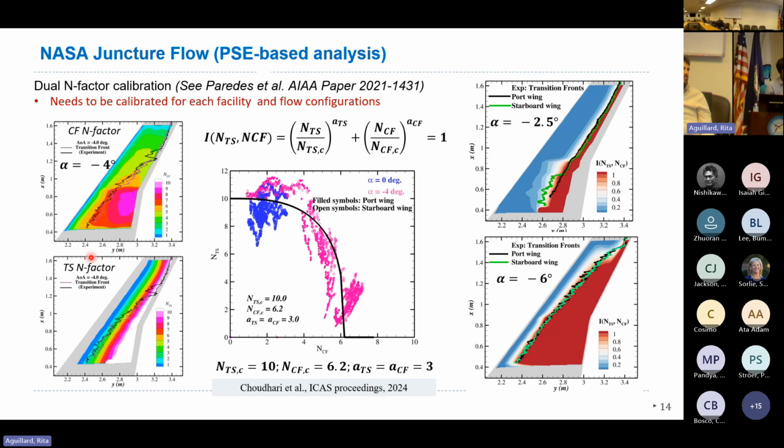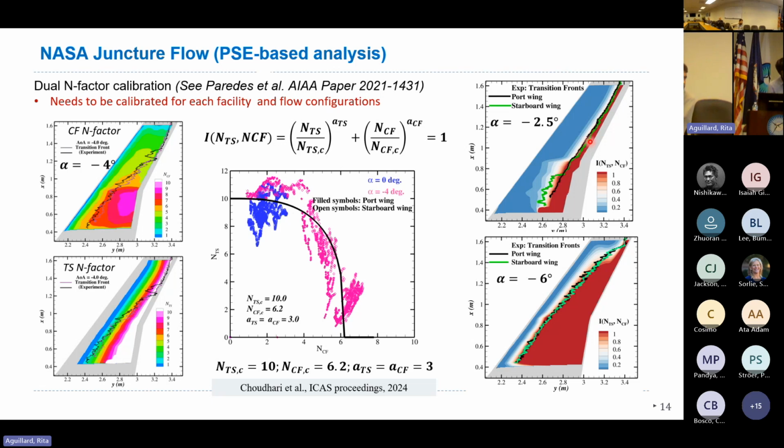We tuned it based on two particular angles of attack: 0 degrees, where we know it's completely TS dominant. That's why the blue N factors are all here, with very, very small crossflow N factors, almost all TS dominated. And angle -4 degrees, where you have a bit of both crossflow and TS. That is the pink or magenta symbols. We fit a curve, and here I'm showing where the flow becomes red in these contours, which is where the transition is predicted based on this approach.